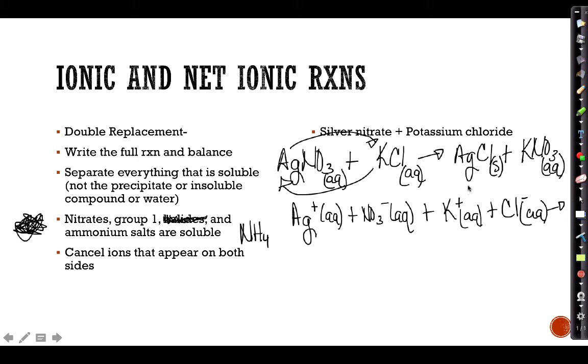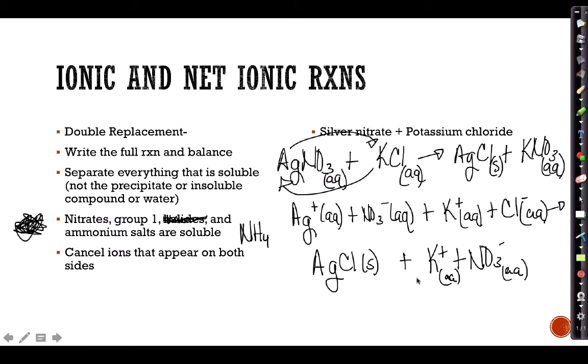All right, so now let's go to our product side. Silver chloride is a solid, so that means that it's not going to be broken up. And then potassium nitrate is aqueous, so I'm going to break that up. So potassium ions and nitrate ions. And let me put aqueous.